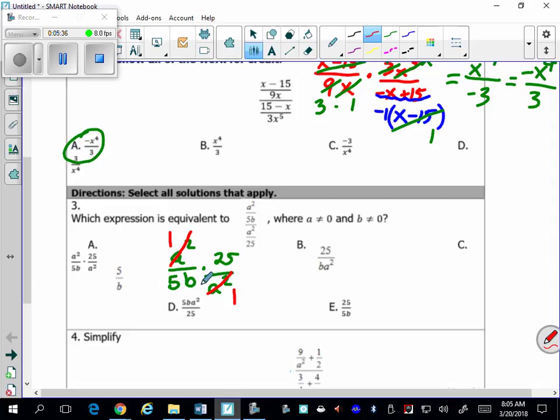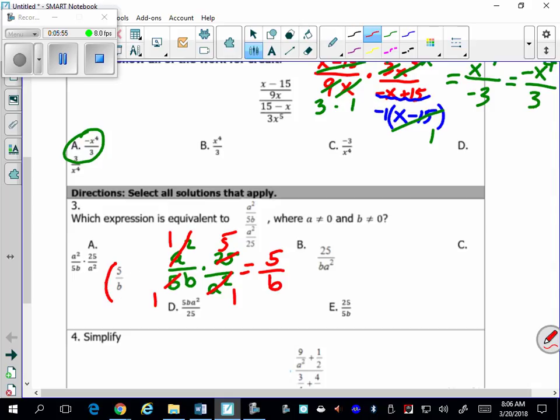25 divided by 5 reduces to 5 over 1. And there's a b left over here. So we have 1 times 5 in the numerator over 1 times b times 1 is b. So we have 5 over b. That's one of our answers.